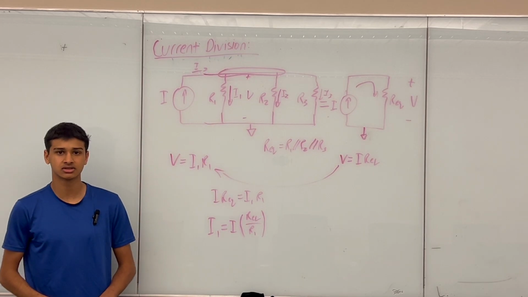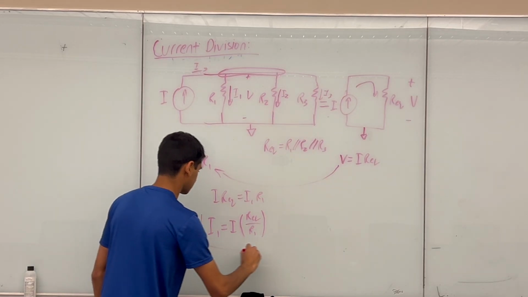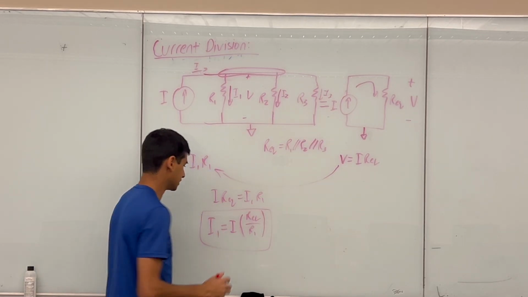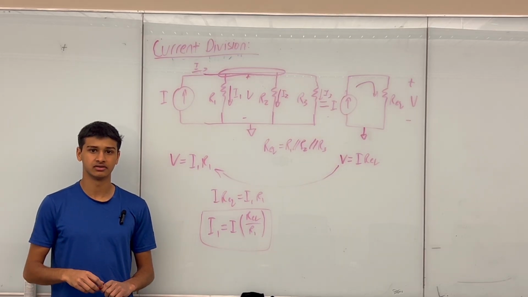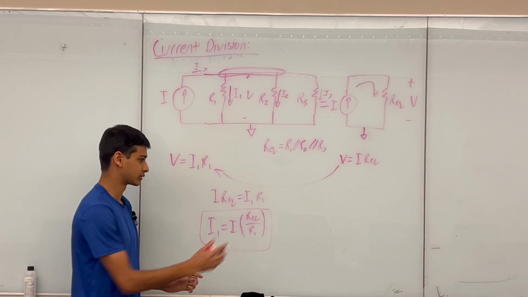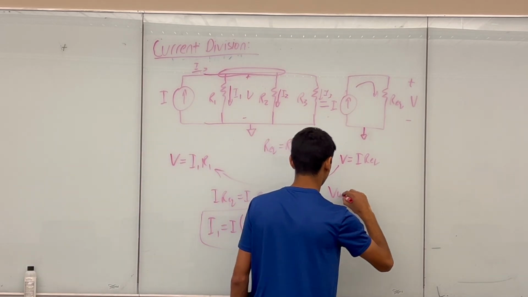Now, if you notice something about this current division formula, the part inside the parentheses is just the reciprocal of the voltage division formula. Now I'm going to write out voltage division on this side.